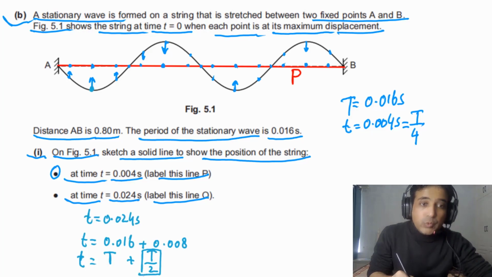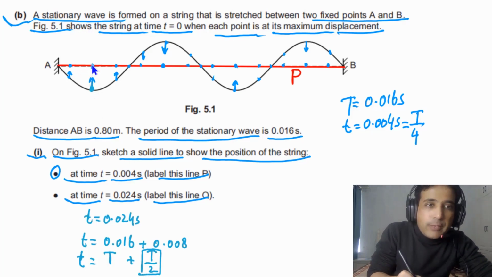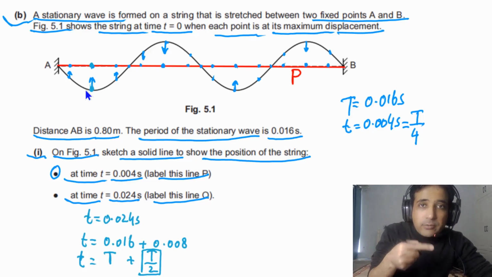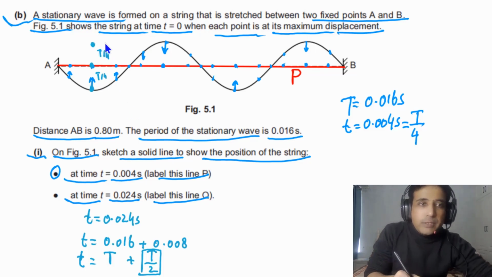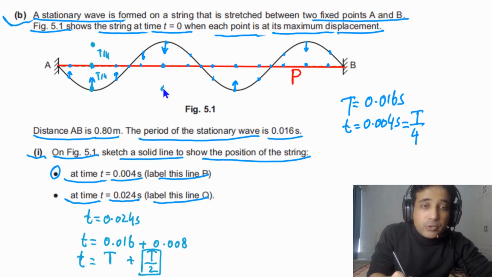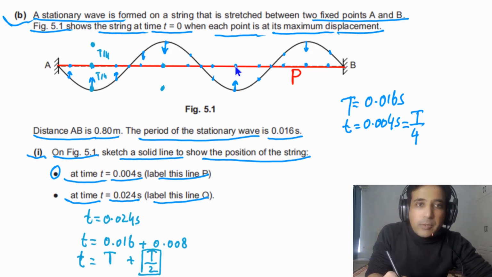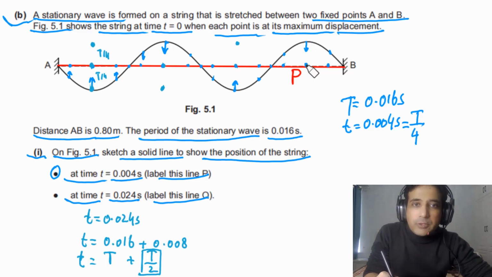T by 2 means that after T by 4, this particle will be here, and after another T by 4, this particle will be at the peak at this point, because it will take T by 4 to reach equilibrium, then again T by 4 to reach this peak. So we can draw here. And this particle after T by 4 will be here, and after another T by 4, this particle will be at this trough, the lowest point. And this particle after T by 4 is here, another T by 4, this particle will be here at this point. And this particle after T by 4 is here, after another T by 4, this also will be at the lowest, at the bottom here.